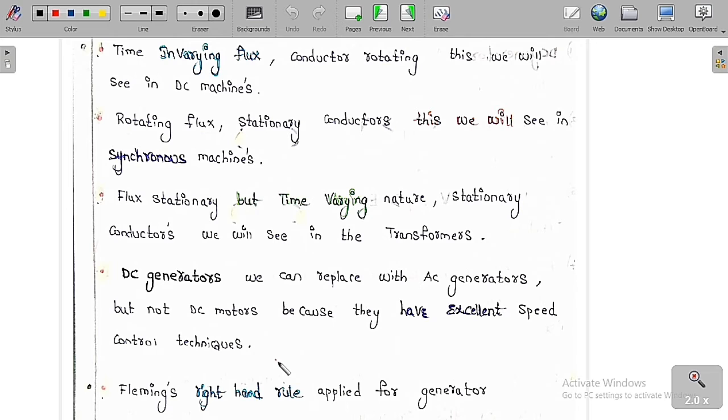Generators we can replace with AC generators but not DC motors, because they have excellent speed control techniques. If you have generators, we maximally prefer to use the AC generators. Whereas if you compare DC motors and AC motors, we try to prefer the DC motors because they have excellent speed control techniques. By using speed control techniques, we can easily get whatever speed we want. This is the beauty of the DC motors. So for generators we prefer AC generators, but not DC generators, while for motors we prefer DC motors rather than AC motors because of their excellent speed control characteristics.